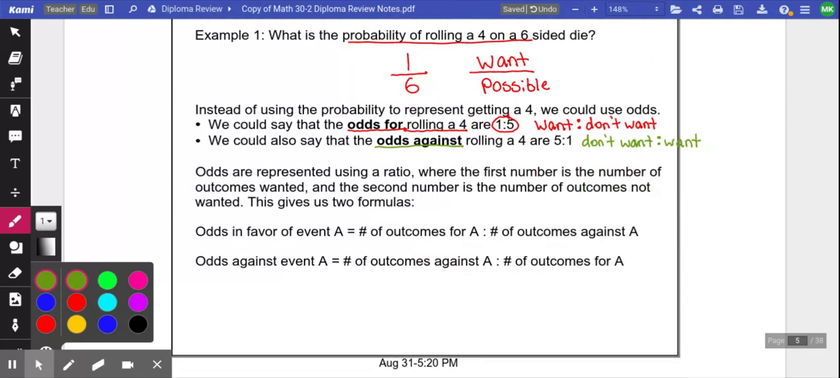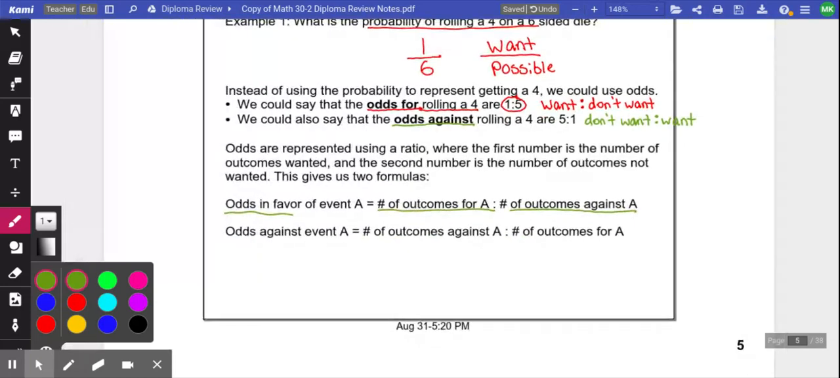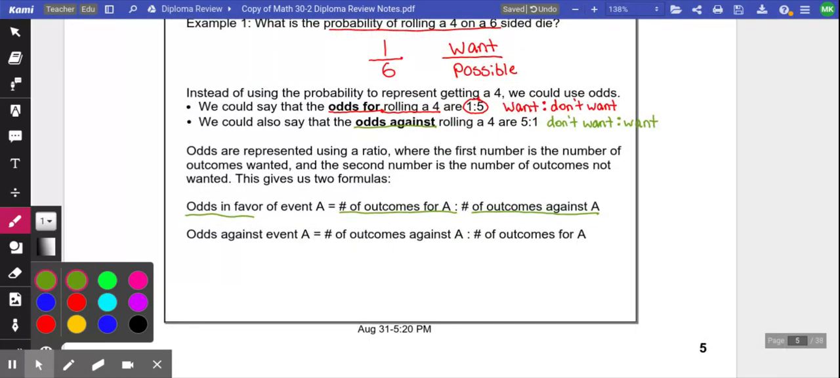Awesome. They write it out down here. Odds in favor is number of outcomes you want versus number against it. I don't really use those formulas. I use want versus don't want and don't want versus want. Cool.